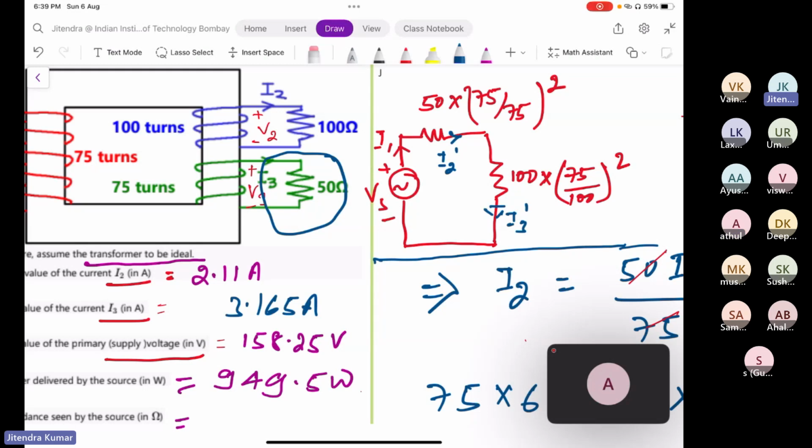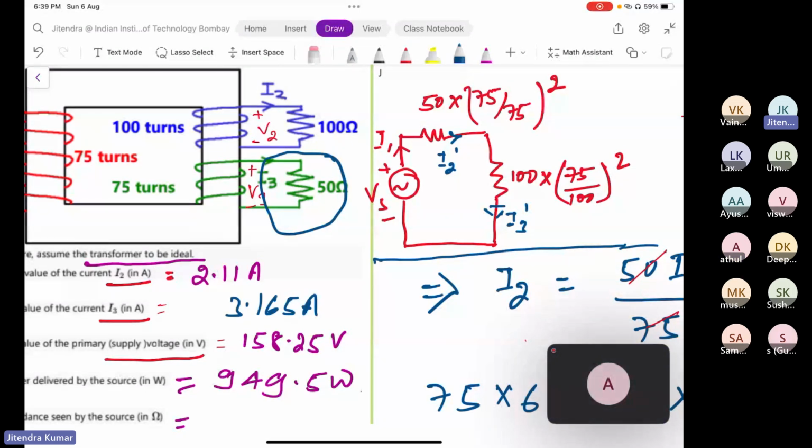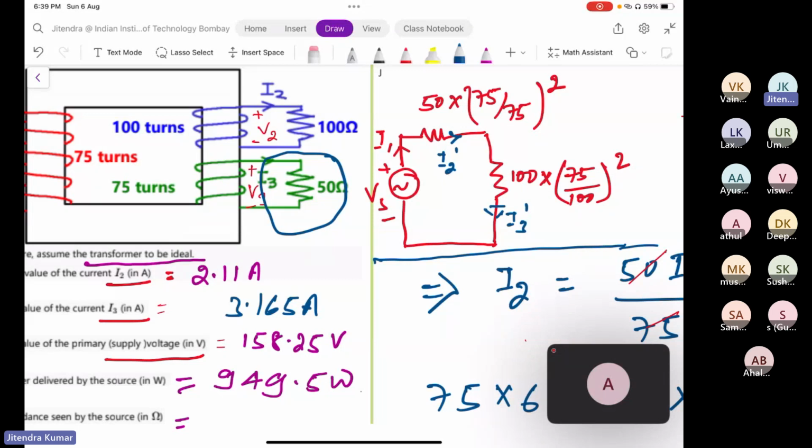You got my point? We do not want different currents. We want to maintain the same current. And for that purpose, intentionally, we referred with the multiplication of a square of transformation ratio, and we connected all of them in series, such that I1 should be equal to I2 dash. I2 dash is nothing but N1 by N2 times I1.